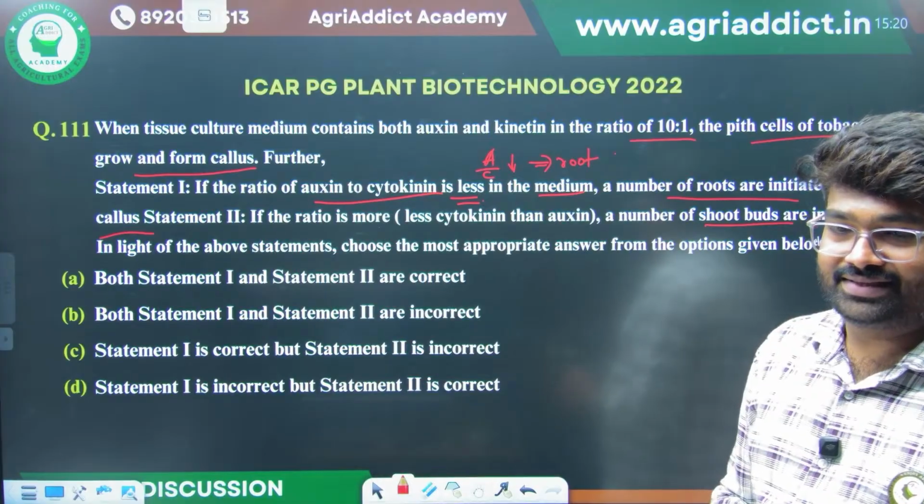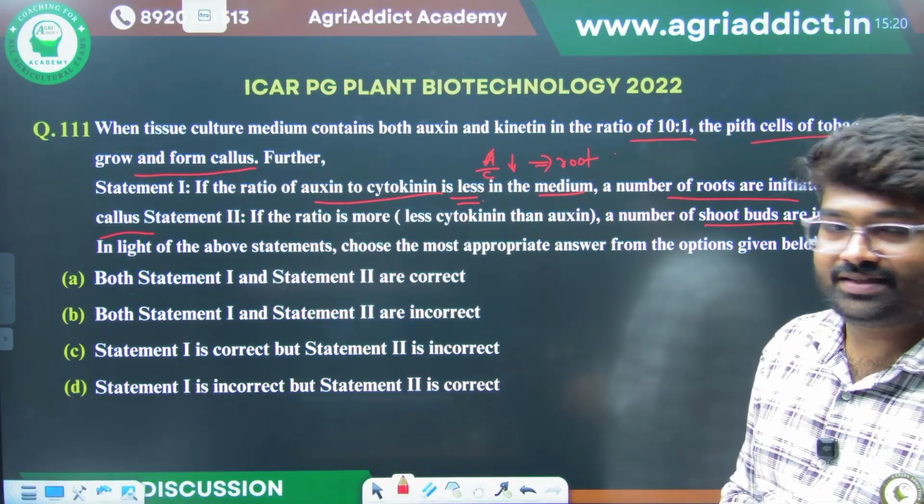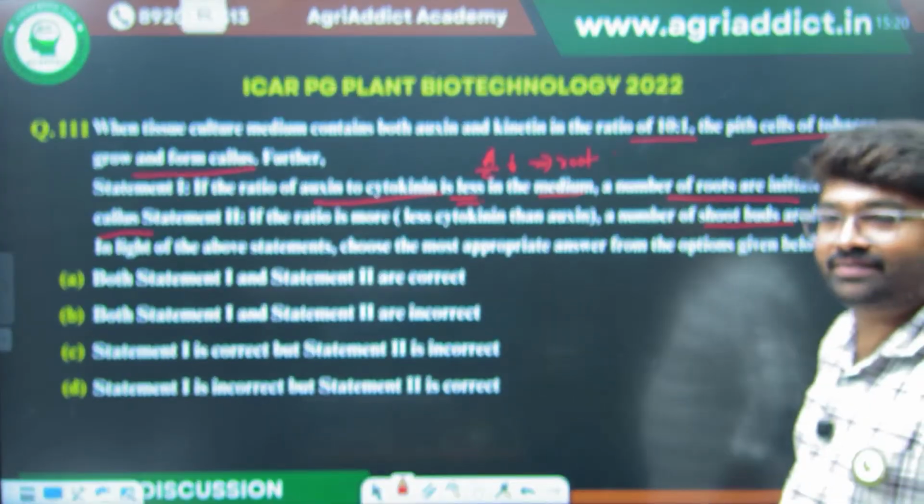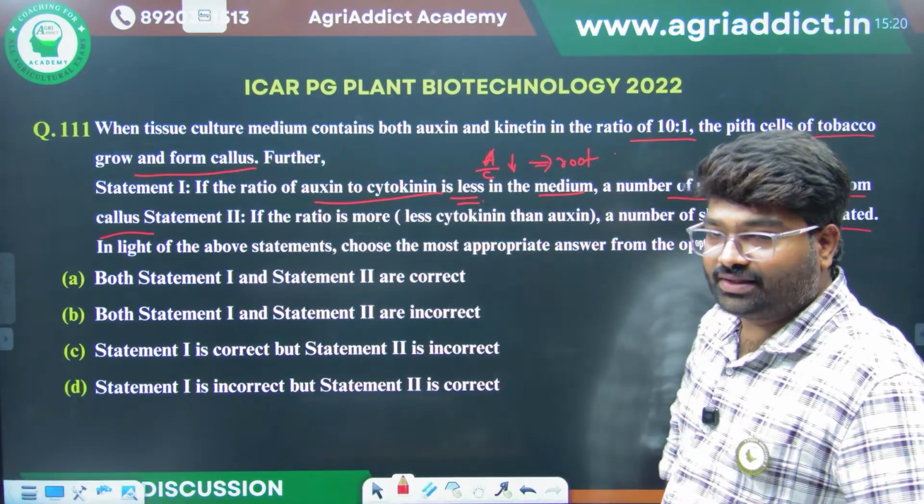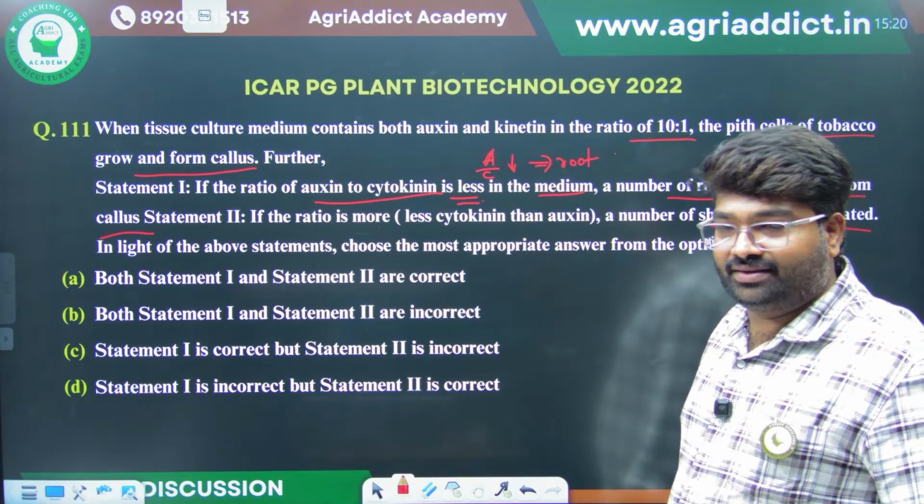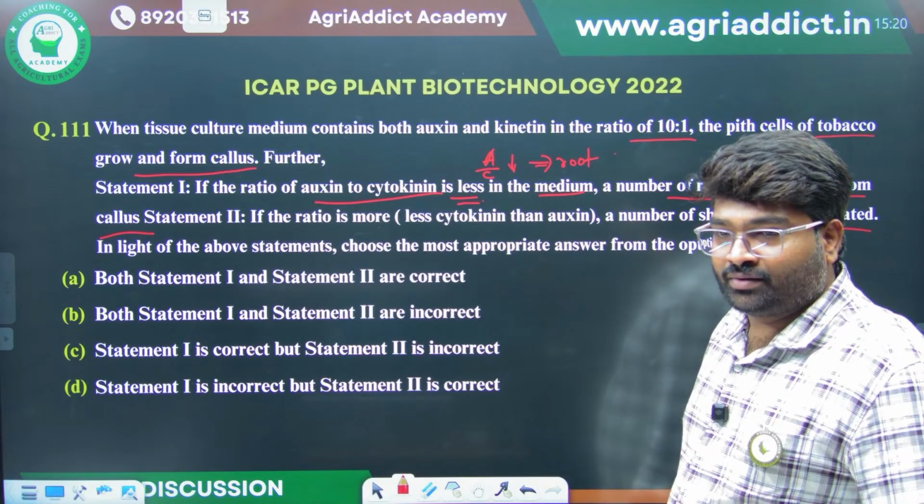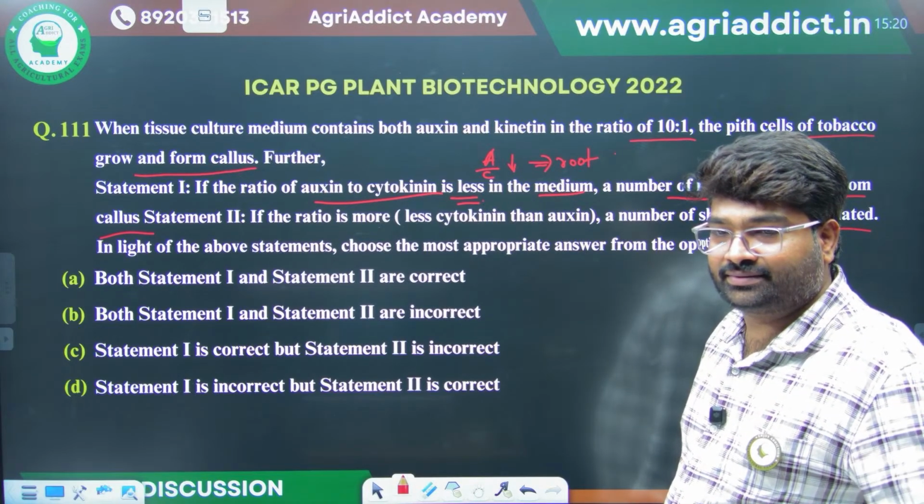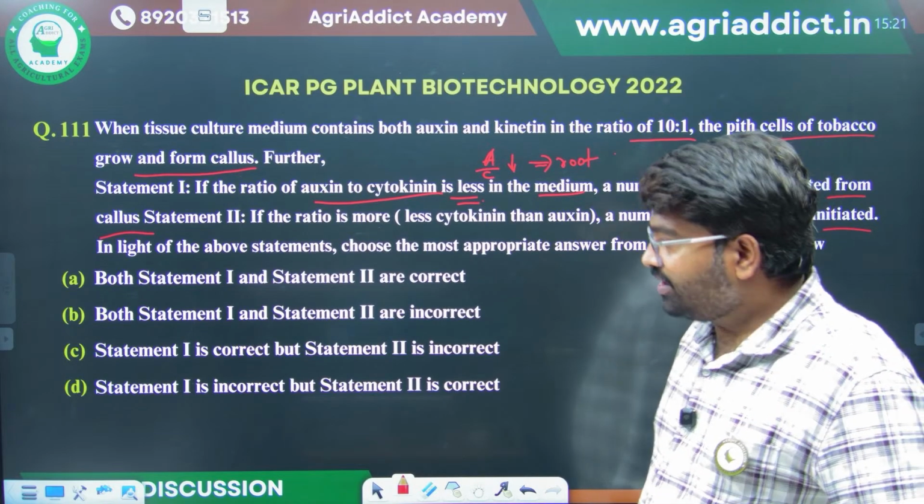What will be the right answer? This is another simple question. Yes, you have to answer. Ratio of cytokinin to auxin. This we have already discussed. What will be the right answer? Both are wrong. Very good.